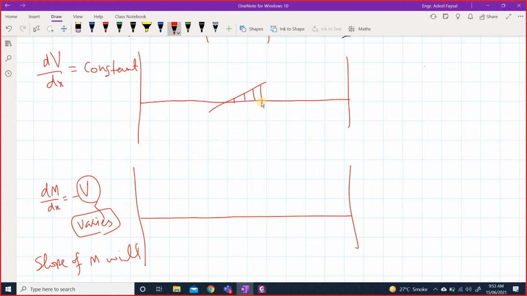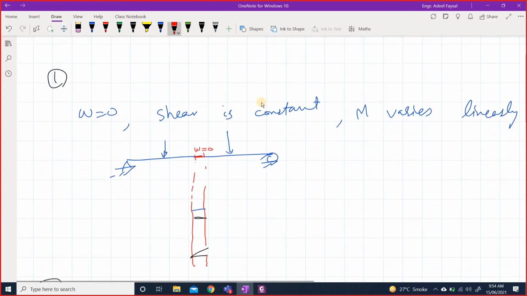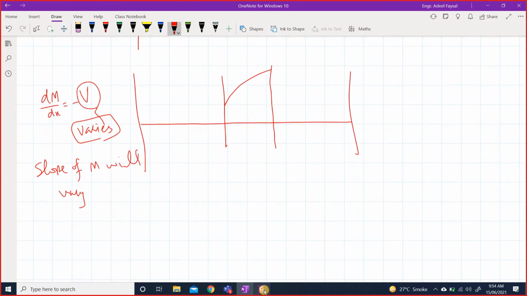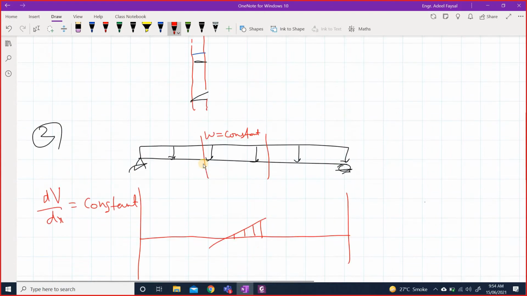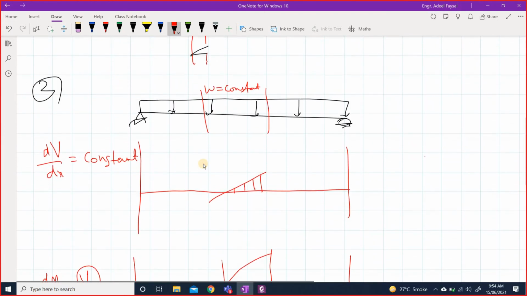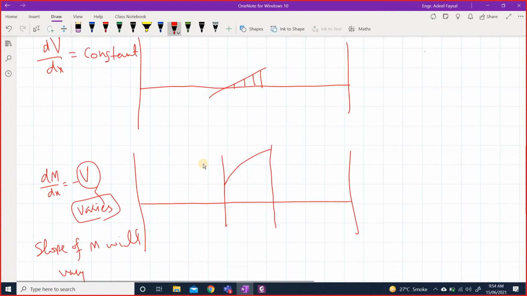How can it vary? It will be a higher order, second order equation, a quadratic equation, something like this, maybe, or maybe like this. So this is what these equations mean. This is how you will use these equations.